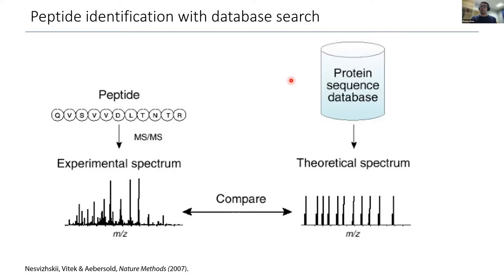So we can have an in silico tryptic digest of our entire proteome to have a list of all possible peptides. And then we can go even one step further, because we know how the peptides fragment in a mass spectrometer. We can also calculate the theoretical masses of the fragment ions, the b and y ions that we expect in this spectrum. And then we just need some scoring functions to compare how well the experimental spectrum fits to the theoretical spectrum.